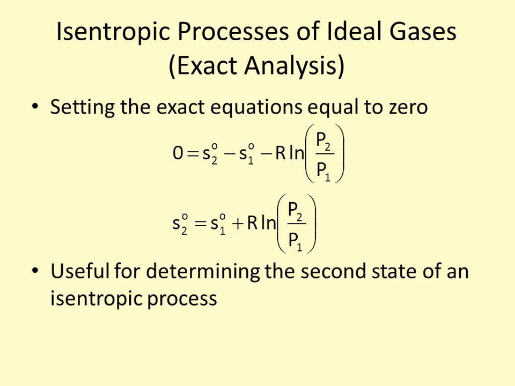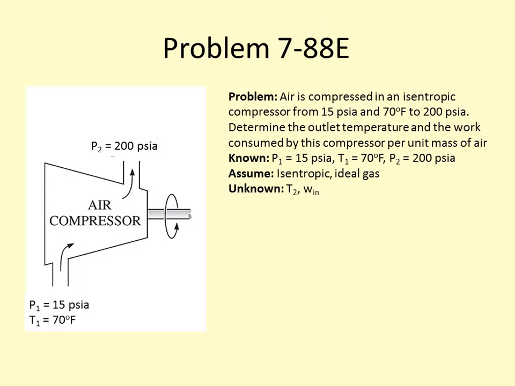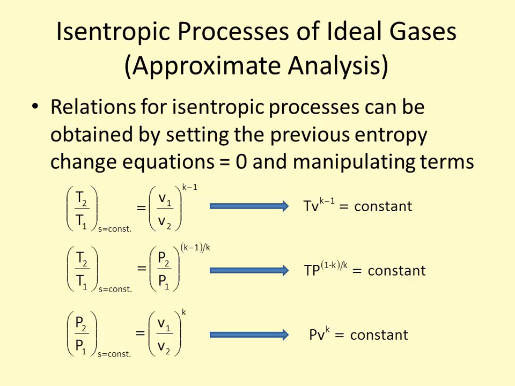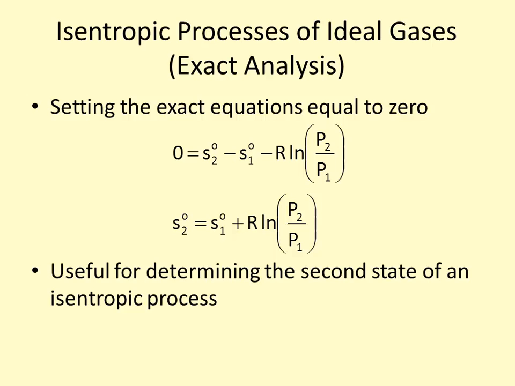Okay, so now let's talk about the exact analysis. It's pretty straightforward. If we set the other side of the equation equal to 0, then we just have the reference entropy at state 2 is equal to the reference entropy at state 1 plus R natural log of P2 over P1. So there's not all these fun little tricky equations that we had for the first case. It's pretty simple and straightforward. We just have to use the tables in order to look up the reference entropies. And if we know the initial and final pressure, then it's fairly easy to do that.